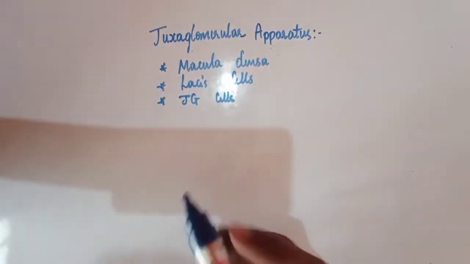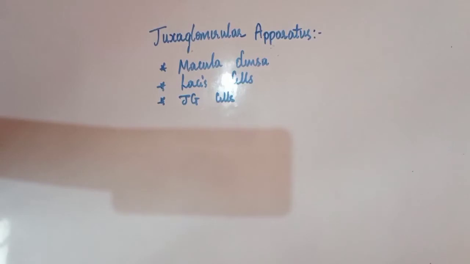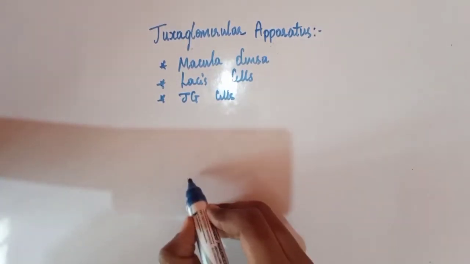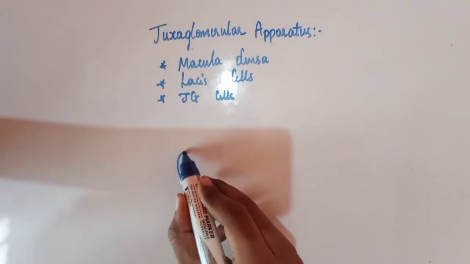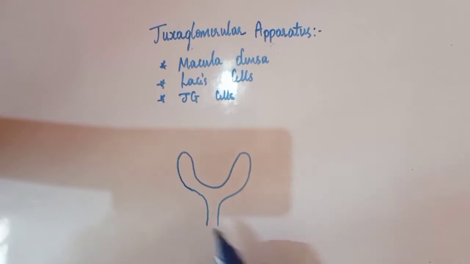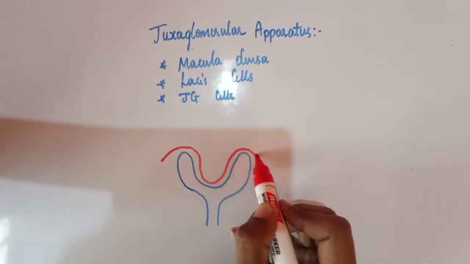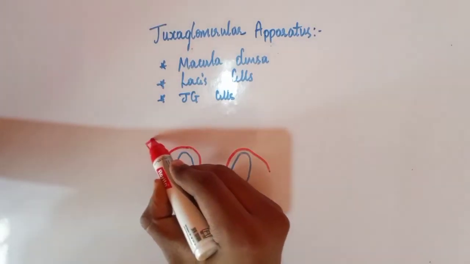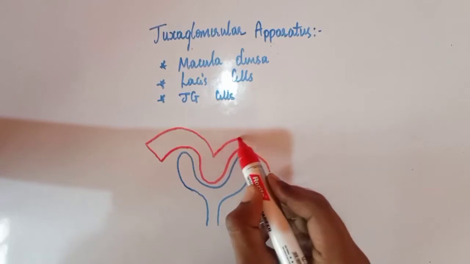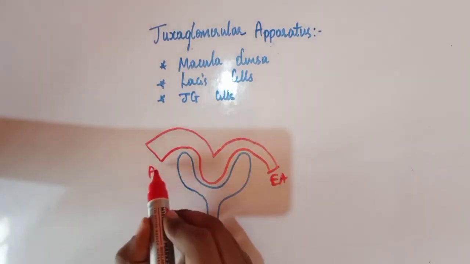So where are all these cells present? As I said, these are the modified cells which are present in the structures which I have already shown in the previous diagram. So let me draw another diagram. This is your Bowman's capsule, and this is afferent, this is efferent arteriole.